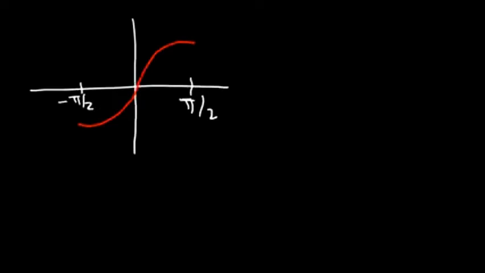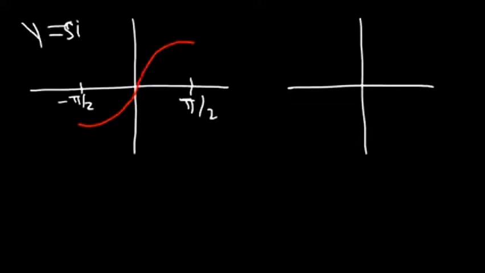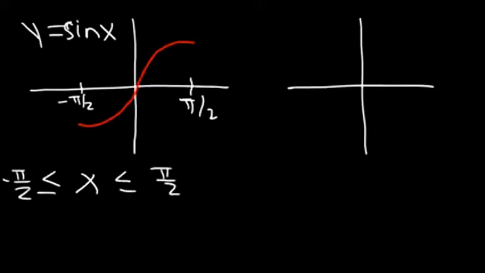Now this graph passes the horizontal line test, which means it's one-to-one and the inverse function exists. So let's draw the inverse function of the restricted sine function. So this is y equals sine x, where x ranges from negative pi over 2 to pi over 2. The inverse sine function is going to look like this. It's a reflection across the line y equals x.